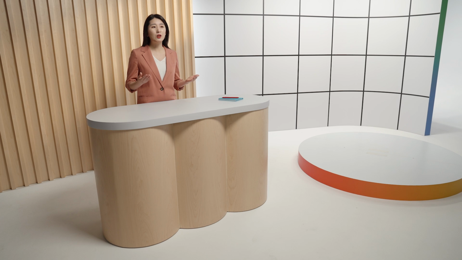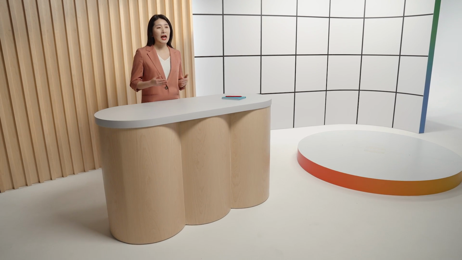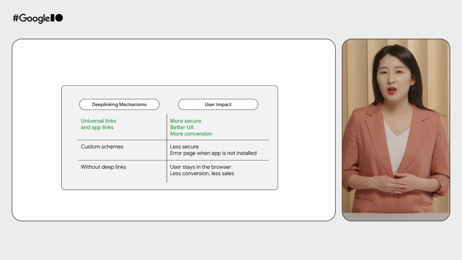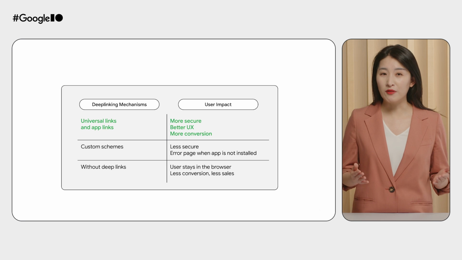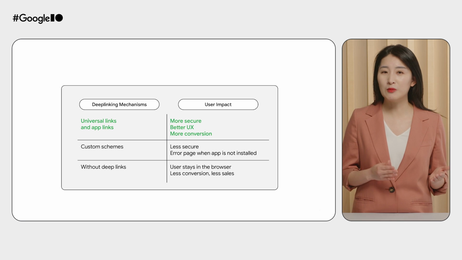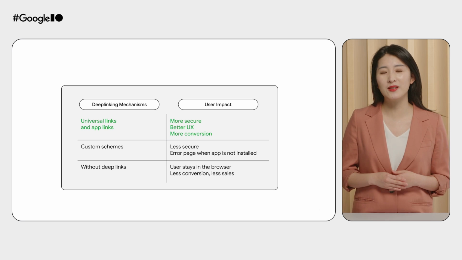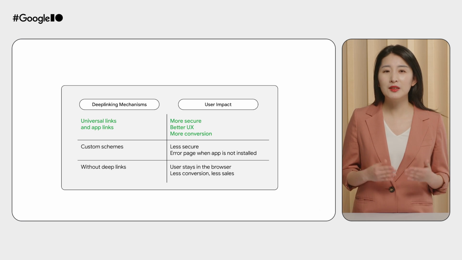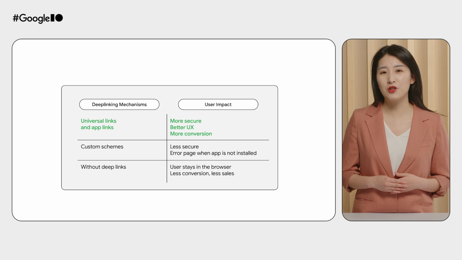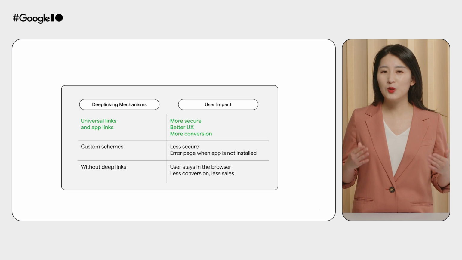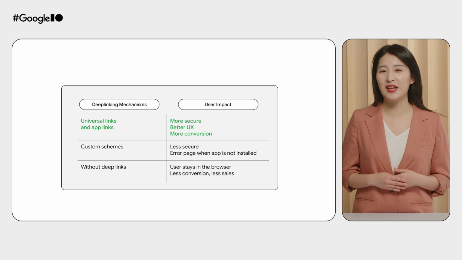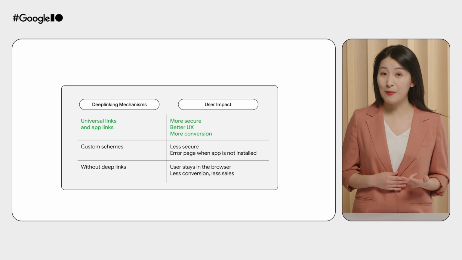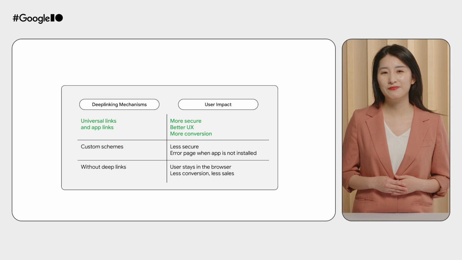We've heard that some developers prefer to use custom schemes. However, they're less secure. Without authorization required, anyone can claim custom schemes and may use them to direct traffic to apps other than yours. Also, someone who clicks on the deep link but doesn't have your app installed will get an error page. So that's why we recommend Universal Links and App Links, because they use your website's URL, they're more secure, and they gracefully take users to your website if the app isn't installed yet.